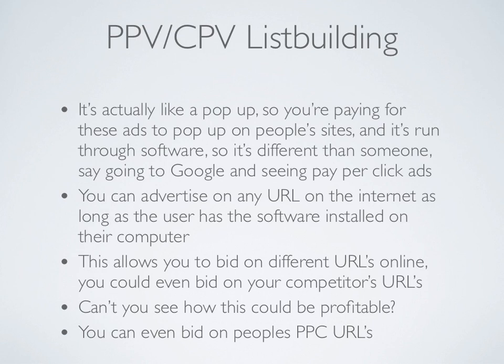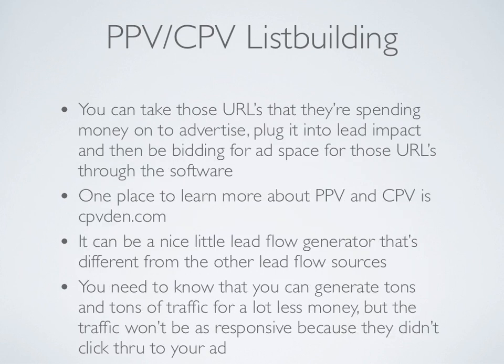You can actually take the URLs of PPC ads that they're spending money on to advertise, plug them into Lead Impact, and then bid for ad space on those URLs through the PPV or CPV software. A really good place to get more information on PPV and CPV is cpvden.com. It can really be a nice little lead flow generator that's different from a lot of other lead flow sources.